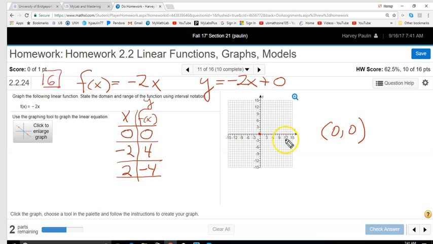Negative 2, 4. So negative 2, it's kind of hard to see here. And then up 4 is about like that. And then 2, negative 4 is around there. And again, we're getting another straight line going through the origin. I'm off a little bit there, but you get the idea.